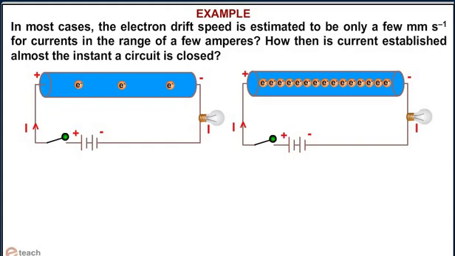In first case, we observe that there are very few electrons, so when circuit is closed, the circuit is not completed. Whereas in second case, electric field is established throughout the circuit almost instantly, causing every electron to drift. For establishment of current, electrons need not reach from one end to the other end of the conductor.